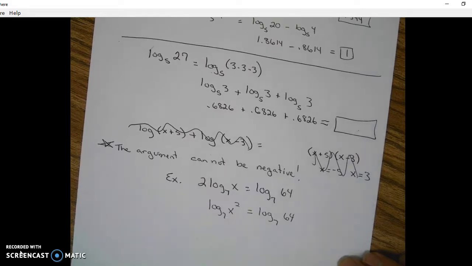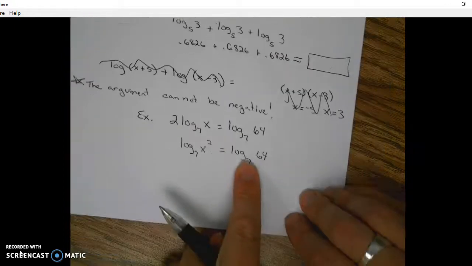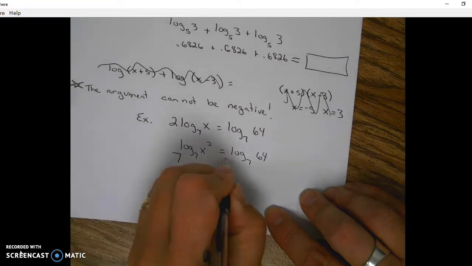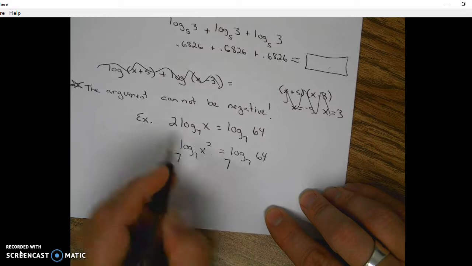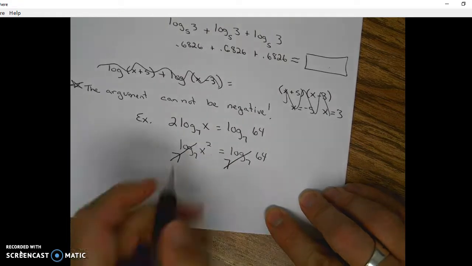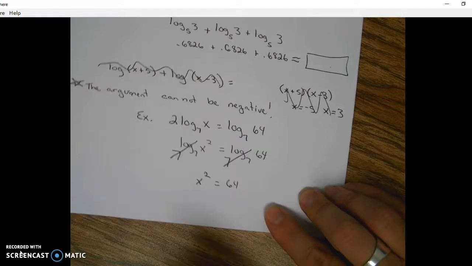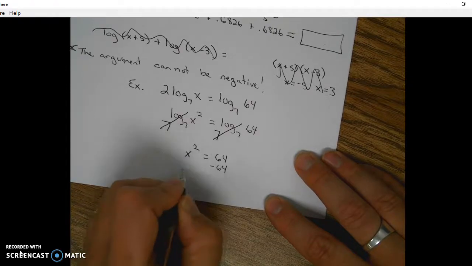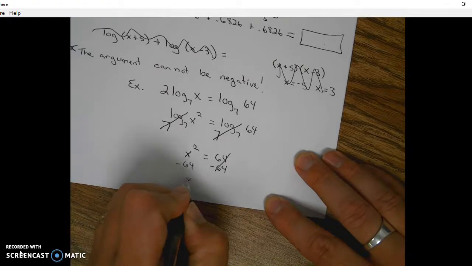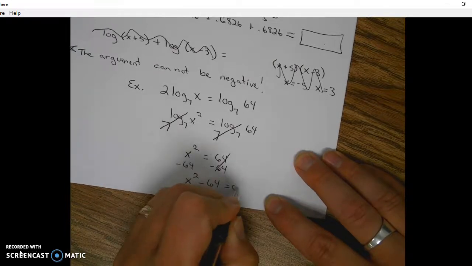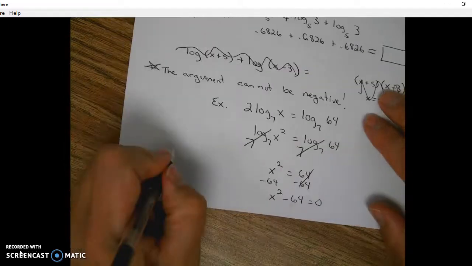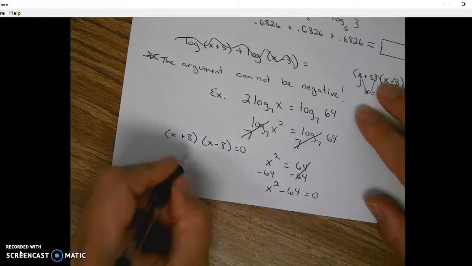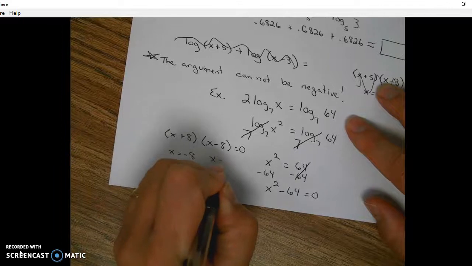Now in the directions it says to remove the logs. The algebraic step for removing the logs is actually raising both sides to base b. So these bases will cancel out. So we end up with x squared equals 64. And then subtract the 64. You could take the square root of both sides right now, but I'm going to go ahead and do it this way. And we have a difference of 2 squares, so that breaks down to x plus 8 and x minus 8. So we have solutions of x equals negative 8 and x equals 8.